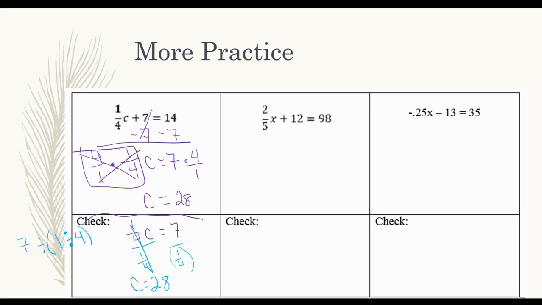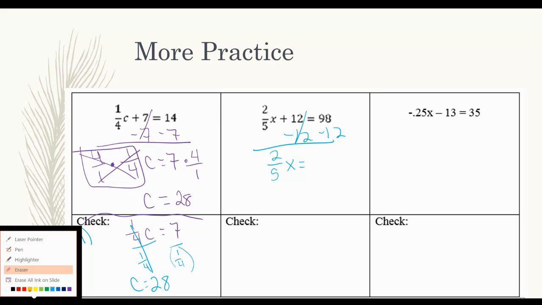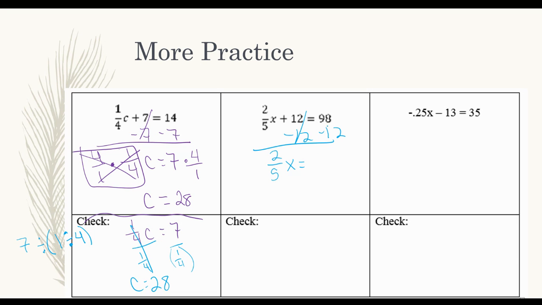Okay, moving on to the next one. Subtract your 12. So you get 2/5 x equaling 86. Again, you can divide by 2/5 or you can multiply by the reciprocal of 5/2. Does not matter to me, whichever one you would like to do. And we should be getting an answer of 215, because again, this whole thing here goes away.